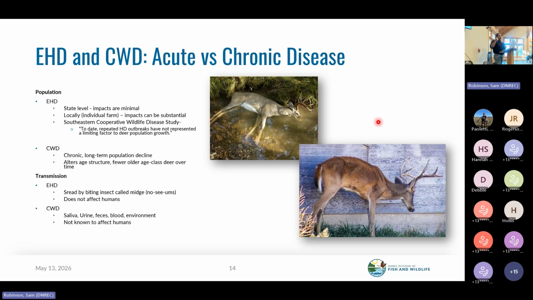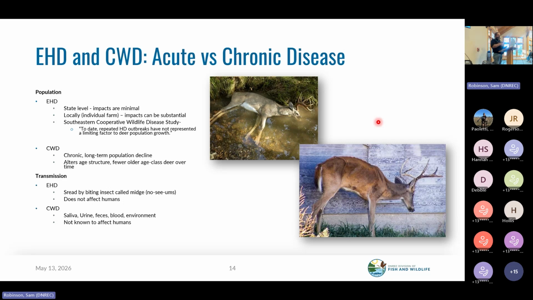So SCWDS, the Southeastern Cooperative Wildlife Disease Study, had a quote: to date, repeated EHD outbreaks have not represented a limiting factor to deer population growth. And what that means is these die-offs happen, but deer recover. Okay. And so I say acute, that means now, this very moment, this is happening.